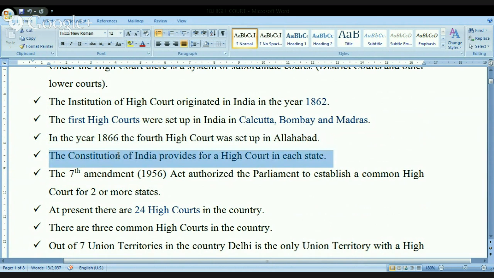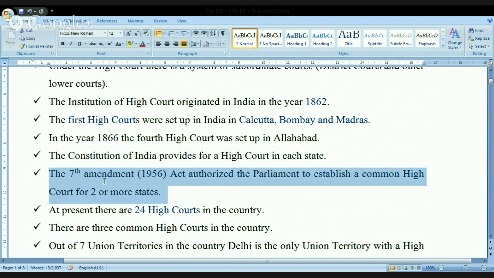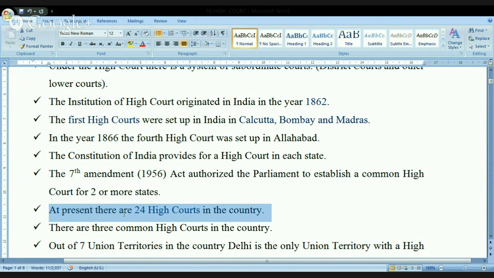The Constitution of India provides for a high court in each state, but the 7th Amendment Act of 1956 authorized the Parliament to establish a common high court for 2 or more states. That is the reason in India right now we have 24 high courts, but the number of states is 29, meaning the number is not matching. Meaning for every state we don't have a high court. The Constitution originally said if we have a state, we need to have a High Court. But the 7th Amendment made it very clear that it authorized the Parliament to establish a common High Court for 2 or more states. Right now in India, we have 24 High Courts, and there are 3 common High Courts in the country.